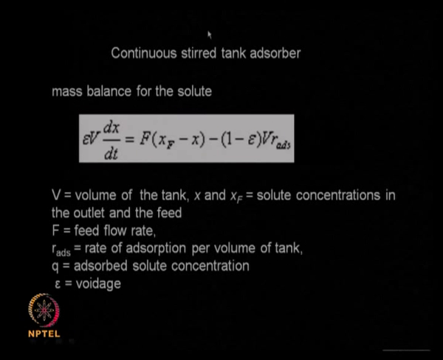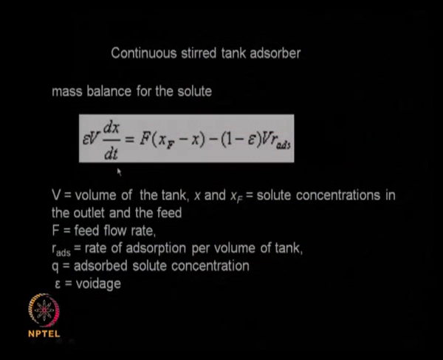So, this is a typical mass balance type of equation, this is called an unsteady state equation. It is not a steady state, it is an unsteady state equation, because it has not still reached steady state. Steady state means with respect to time all the parameters are equal to 0, that is a steady state. Unsteady state means the parameters are still varying with respect to time, that is why on the left hand side you have dx by dt.